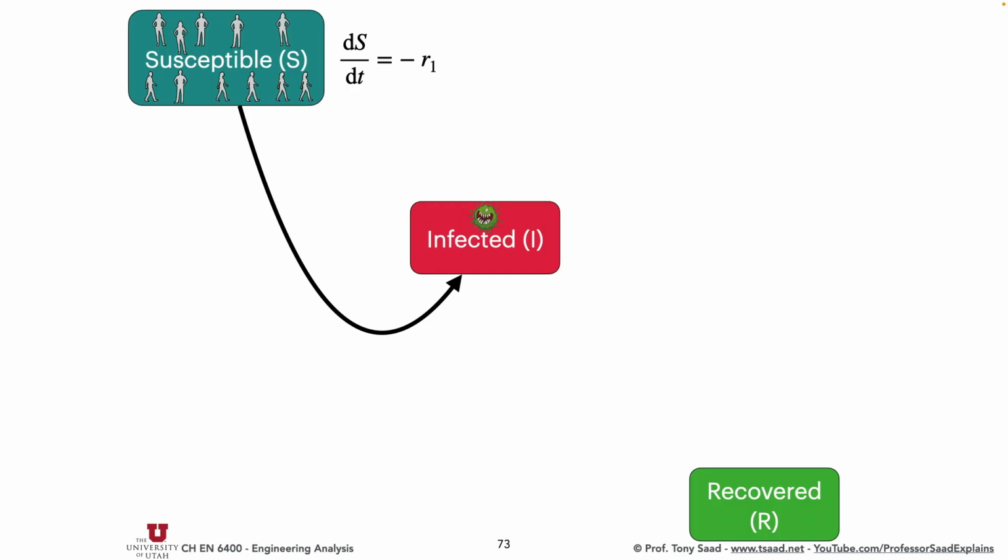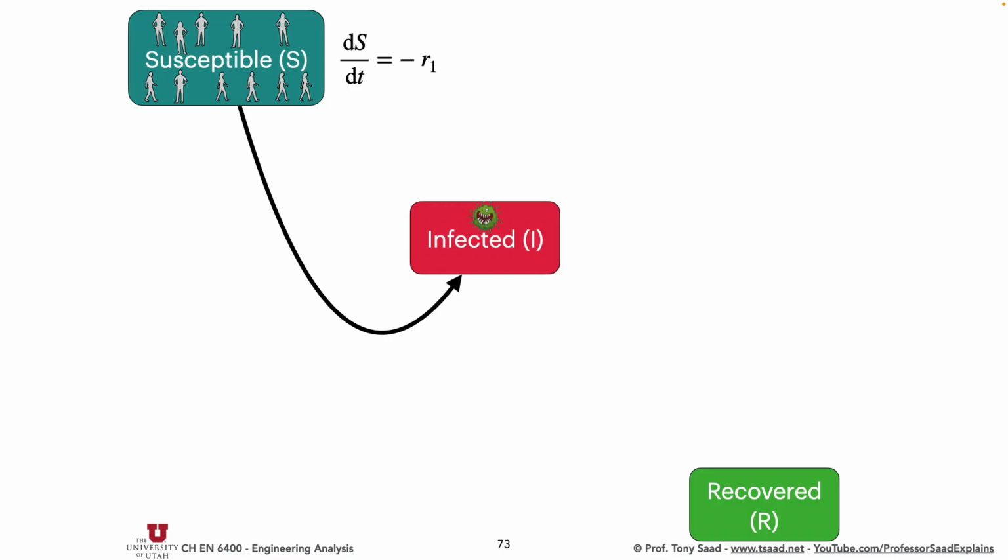There's nobody coming into susceptible anymore, okay? And we're assuming that once you get infected and recover, that's it, you have immunity. You're not going to go back to susceptible. Although you might go back to susceptible, but we're assuming not. So there's no people coming into susceptible. The only way for the change in the susceptible population, dS/dt, is for people to leave the susceptible population at a rate minus R1.